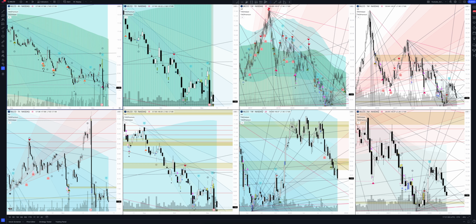Today we will take a look at MELCO Resorts and Entertainment stock. Let's analyze the market situation and find out how you can make money on it. Let's start.